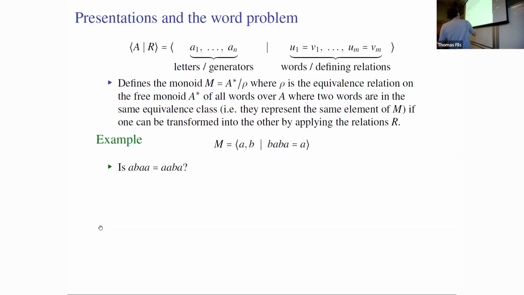Okay, and this is a combinatorial thing. It's a combinatorial way of defining a monoid using a finite amount of information. I'm typically interested in when they're finite. And I'll focus on this example for now.